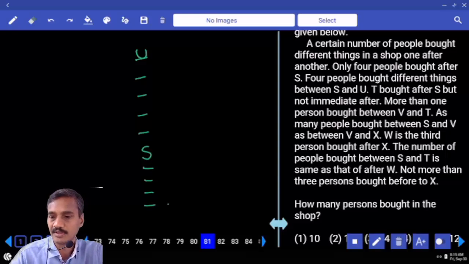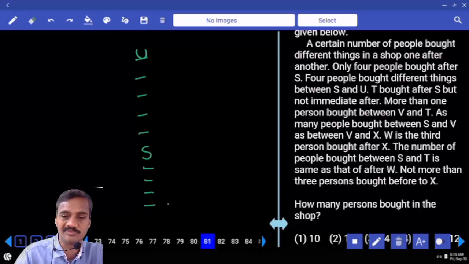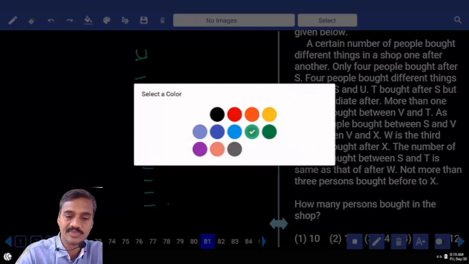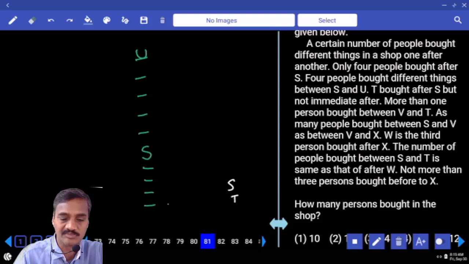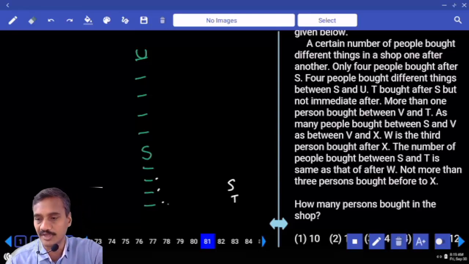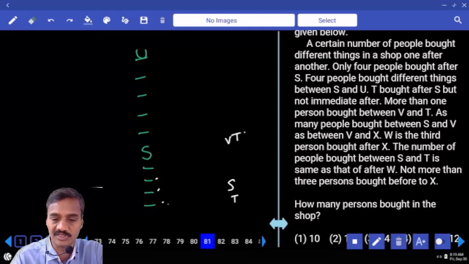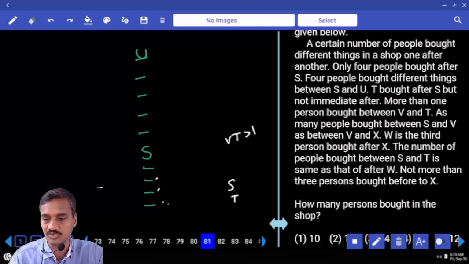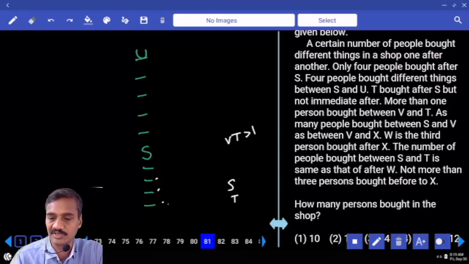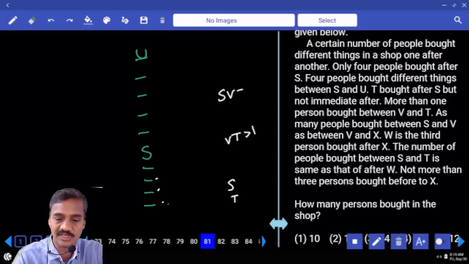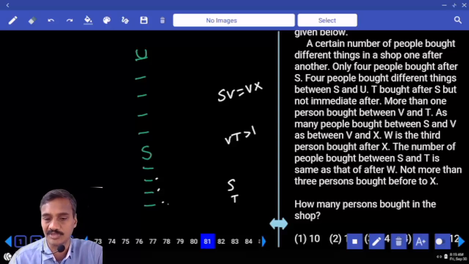And next one. T bought after S but not immediately after. Now where is this T? T is after this S but not immediately after. T can be at any one of these 3 places. And next one, more than one person bought between V and T. Now in between V and T, more than one person, either 2, 3, 4 and so on. As in between S and V equals in between V and X, S and V equals V and X. That means V must be exactly in between S and X.